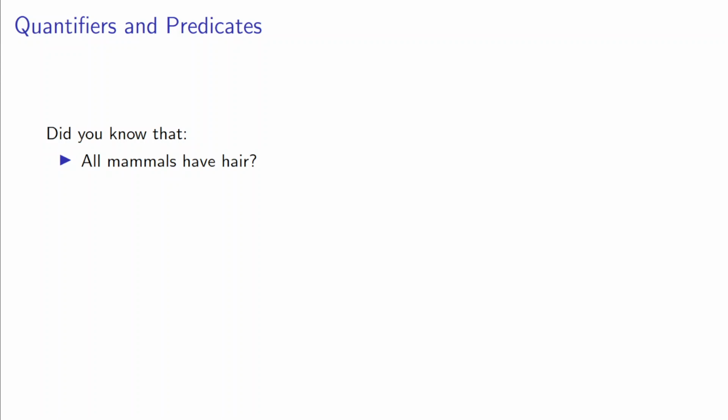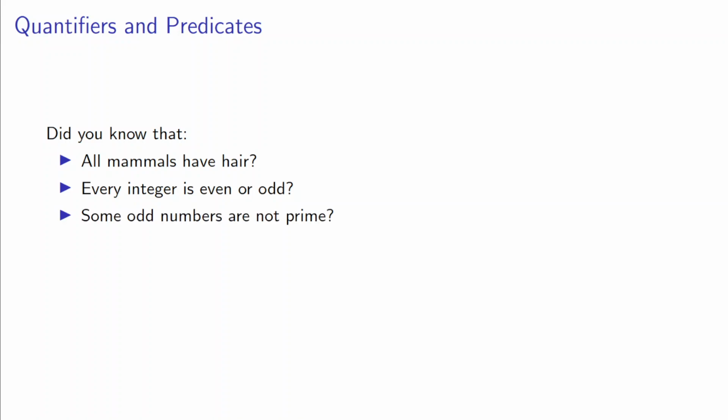We're going to be looking at quantifiers and predicates. So here's an example of a question. Did you know that all mammals have hair? Maybe you knew that or not. Did you know that every integer is even or odd? Did you know that some odd numbers are not prime?